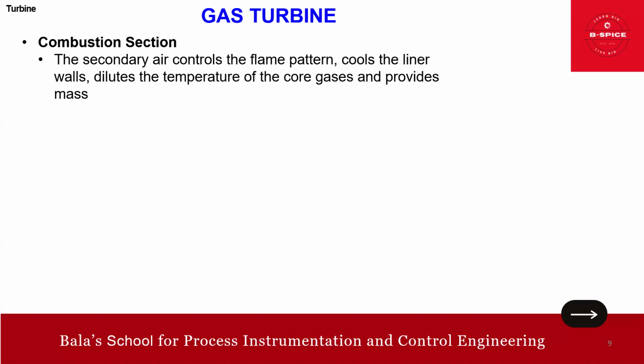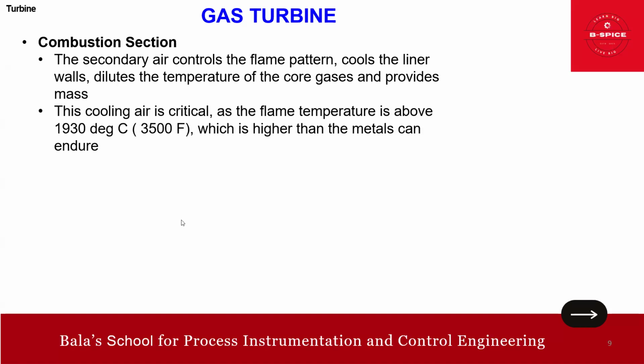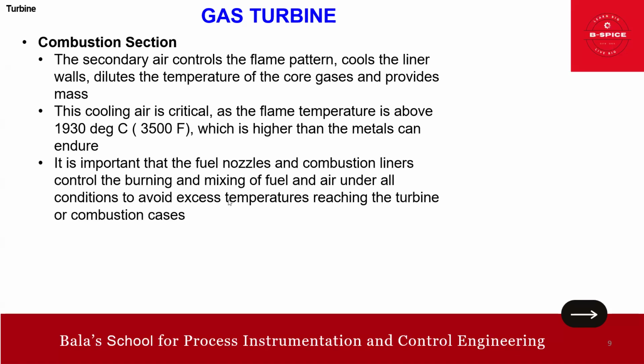provides a mass. So this cooling air is very critical, as the flame temperature is above 1930 degrees C, which is higher than the metal can endure. So it is important that the fuel nozzle and combustion liner control the burning and mixing of fuel and air under all conditions. What for? To avoid excess temperature reaching the turbine or combustion cases. That is the point.